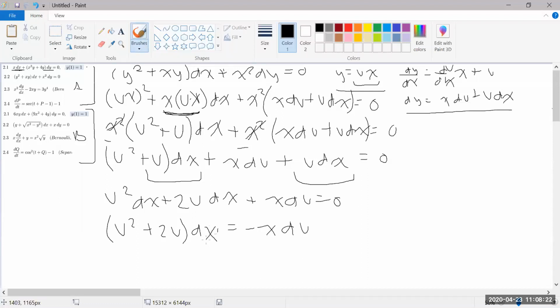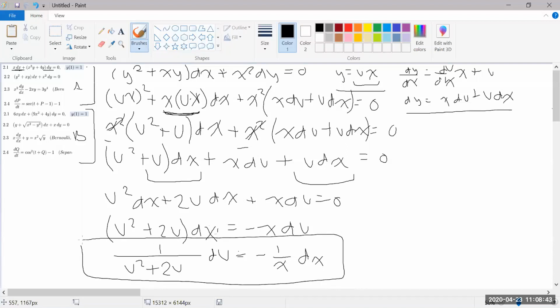Okay, so we can just divide like we generally do with our separable equations. We get 1 over (u squared plus 2u) du equals negative 1 over x dx. And that is the solution to this problem because it is specified in the instructions.